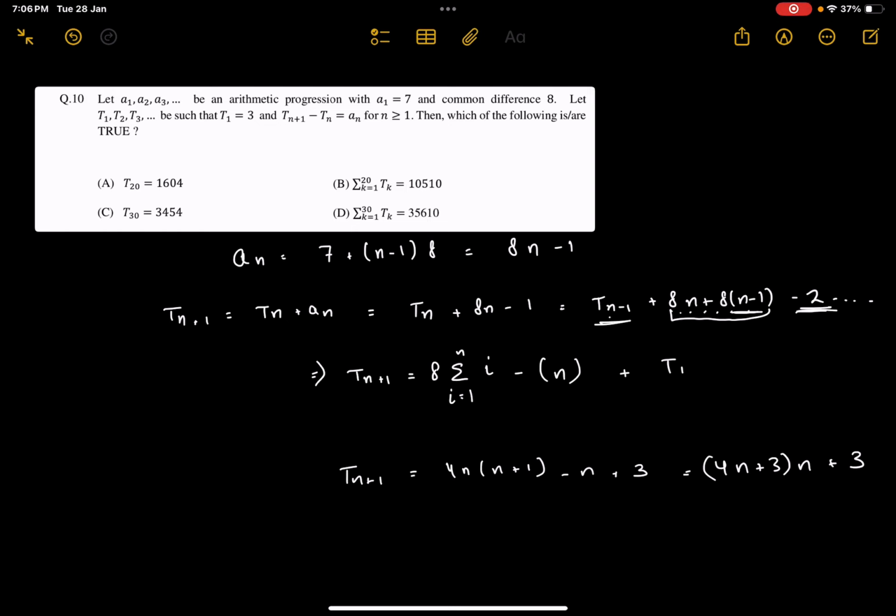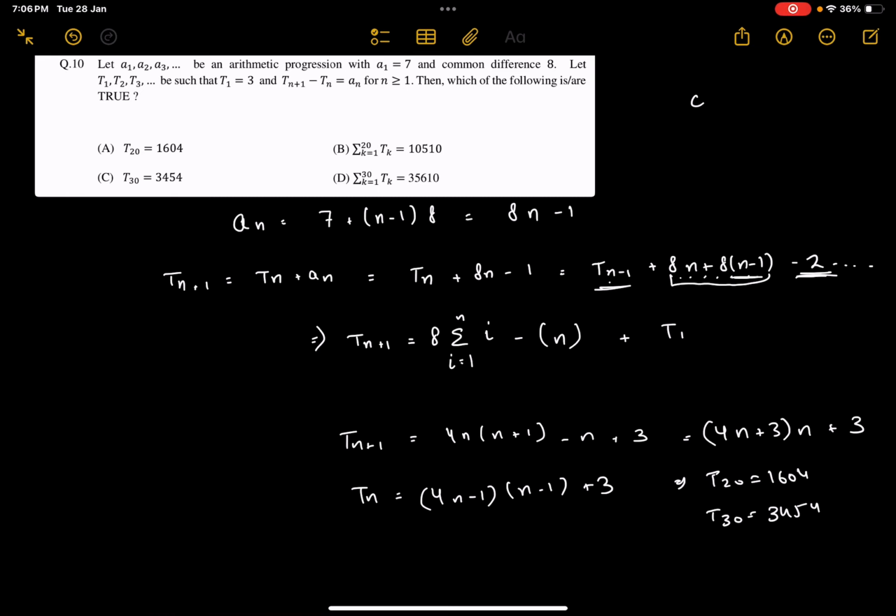and replacing n plus 1 by n we get, so put n equals 20, we get t20 equals 1604, n equals 30 gives us t30 is indeed 3454. So that means A is wrong, C is correct.